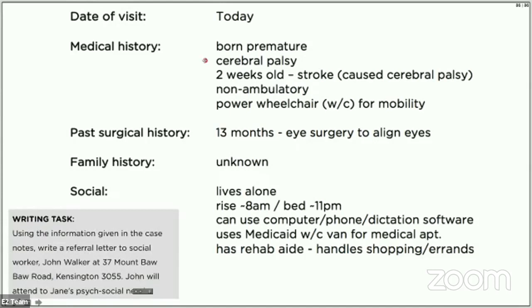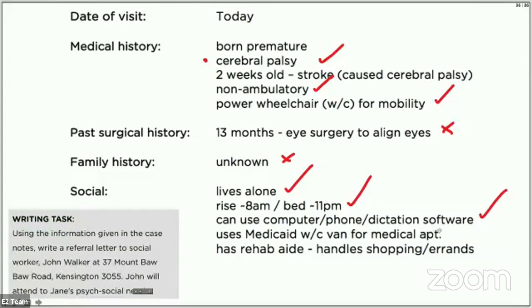Psychosocial. Yes, I would say cerebral palsy is still important. I would say that she's non-ambulatory is still important. She uses a power wheelchair. Unimportant, unimportant, lives alone. All of a sudden, the social notes become relevant. I think that's particularly relevant. I think possibly when she gets up and when she goes to bed, I think that she uses particular software to help her communicate becomes important.